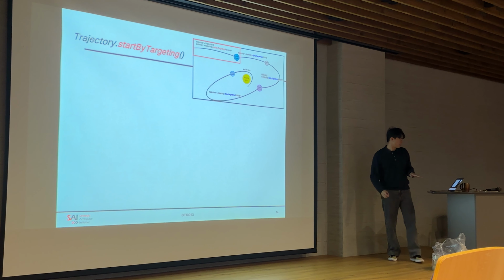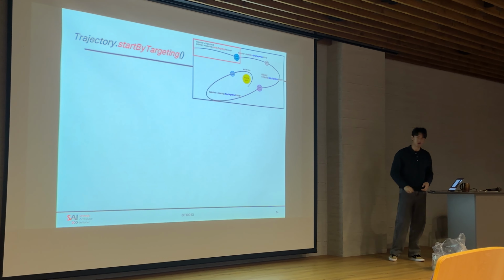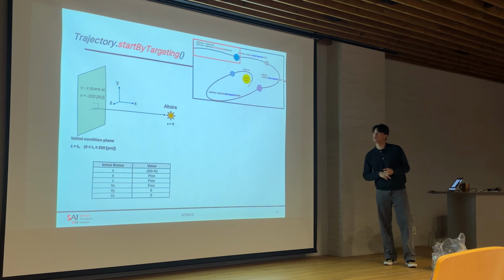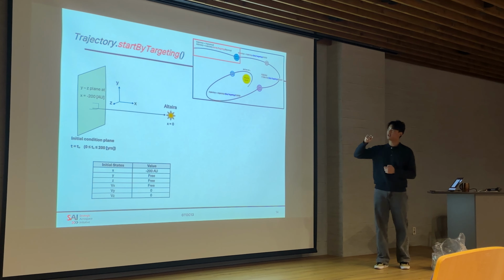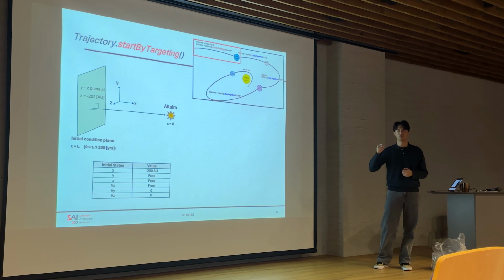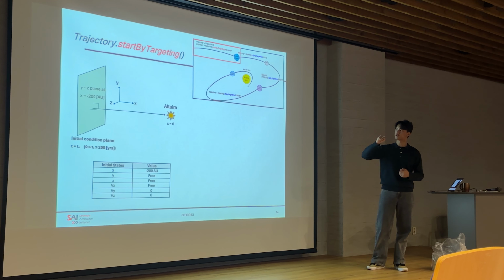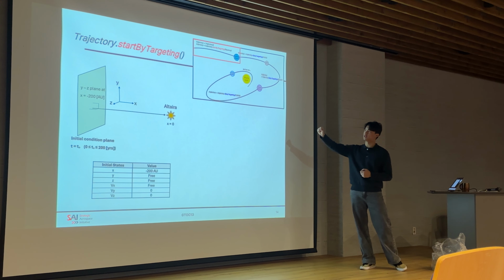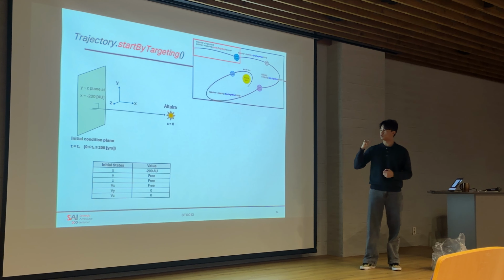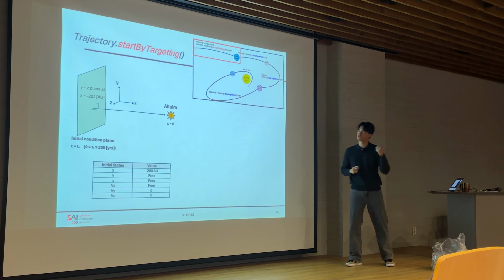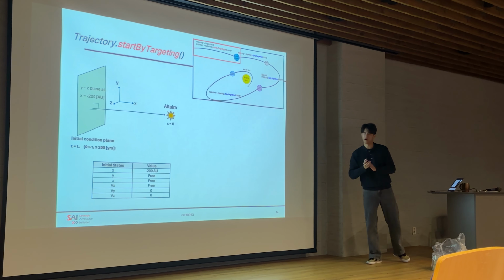Let's start by looking at how the start by targeting function was implemented. What you want to do in the start by targeting function is, as I've mentioned before, the initial setting is that you have your spacecraft placed on a YZ plane that has x equals minus 200 AU. So x equals minus 200 AU is the only fixed factor, and you're free to choose any point on the YZ plane. You also have the freedom to choose the velocity in the x direction, and you can also choose the time of departure.